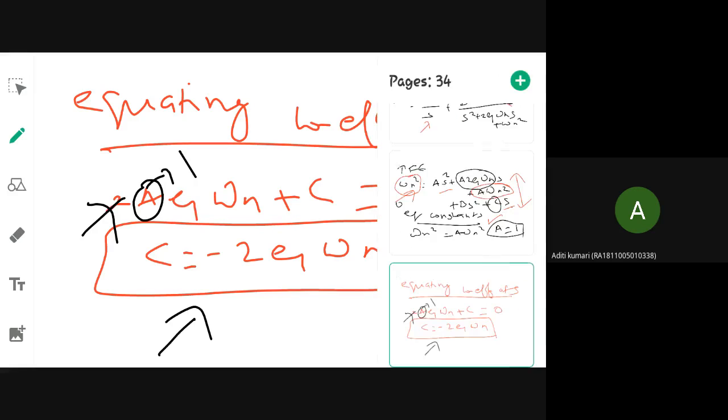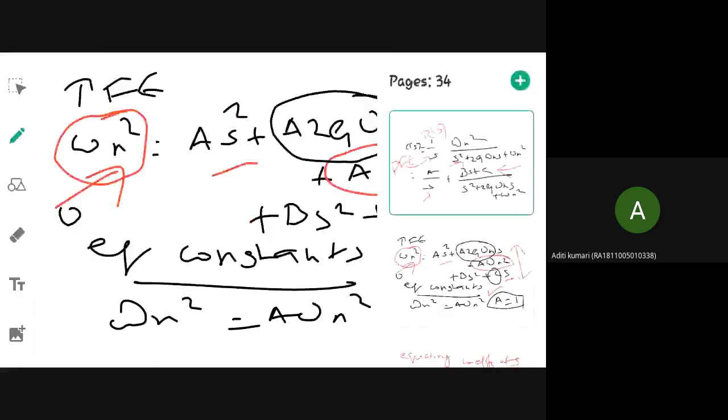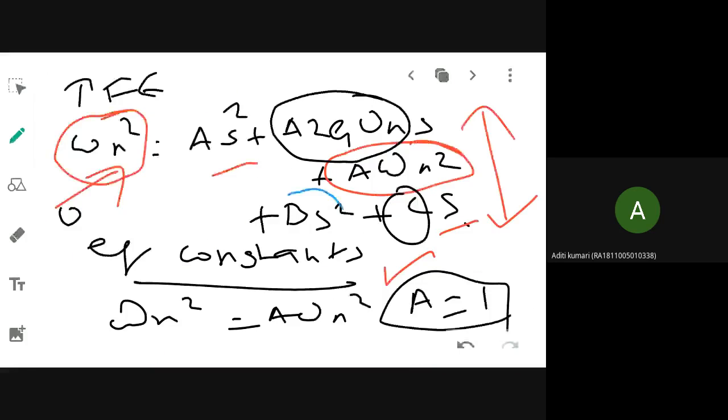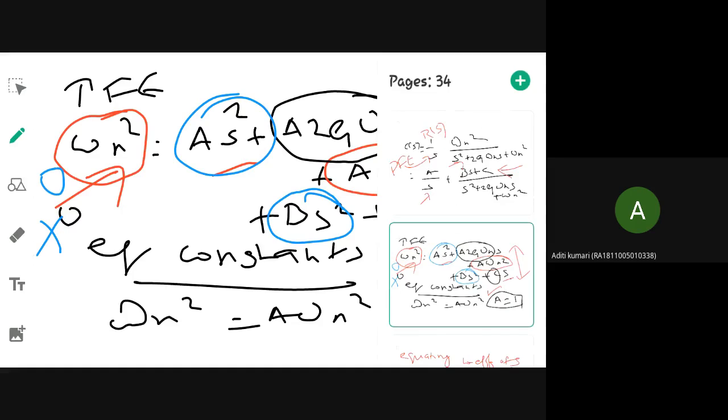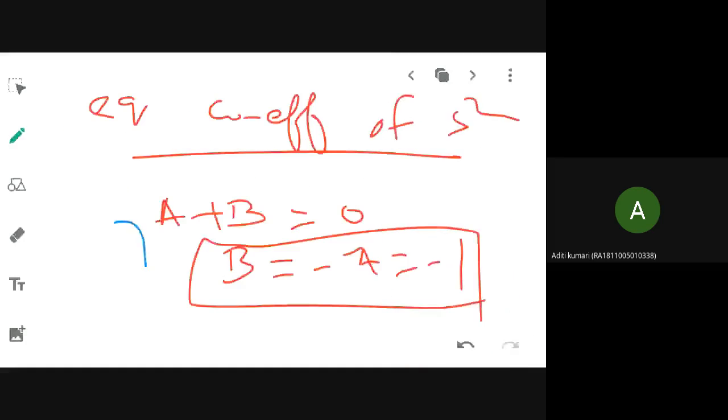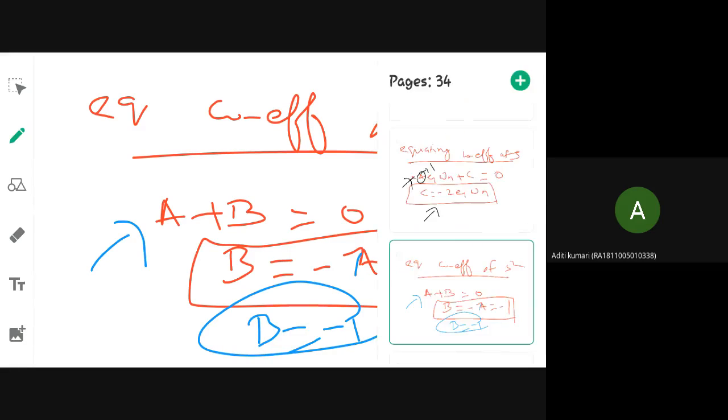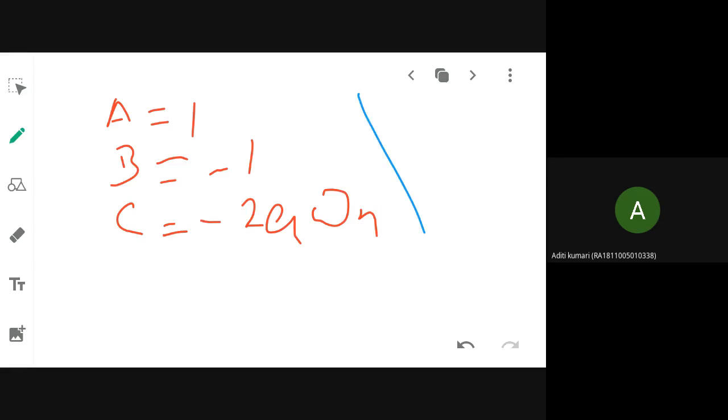Similarly, if I am equating the coefficient of s squared, on both sides, here I am having B s squared, here I am having A s squared. On this side, s squared terms are 0, nil. So if I am equating the coefficients of s squared, I will be getting A plus B is equal to 0. I know A is equal to 1, so B will be equivalent to minus 1. So the values that I have derived for A, B and C are A is equal to 1, B is equal to minus 1 and C is equal to minus 2 zeta omega n, that I will be substituting in that first equation.